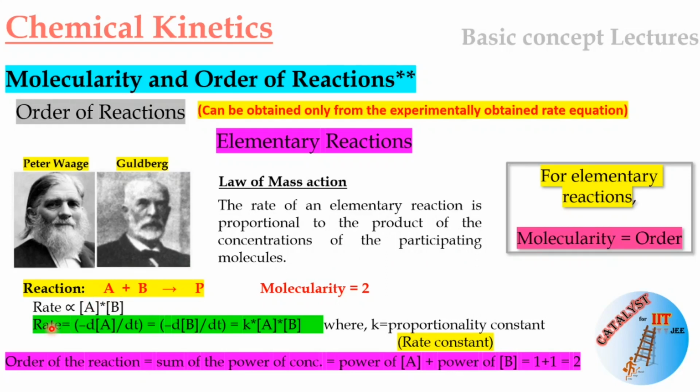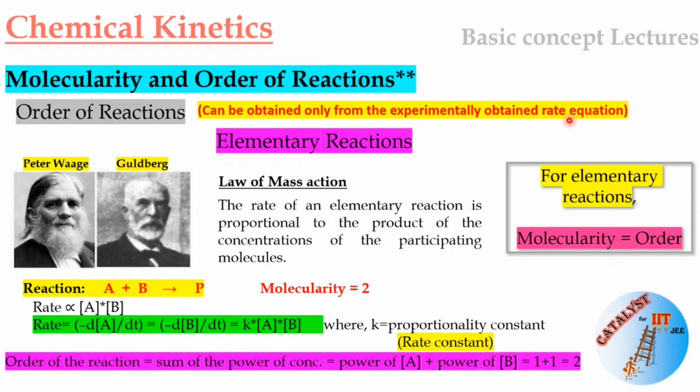What we have learned from our lecture 1 is that rate we can write as minus dA/dt, or equal to minus dB/dt, if we write this rate in terms of reactant concentration change with time. Now, rate is proportional to the concentration multiplication A multiplied by B, so we can put a constant k to remove the proportionality sign and put an equal sign. So rate is equal to k, where k is the proportionality constant and we call it the rate constant, times [A] times [B]. Now what is the order of the reaction?